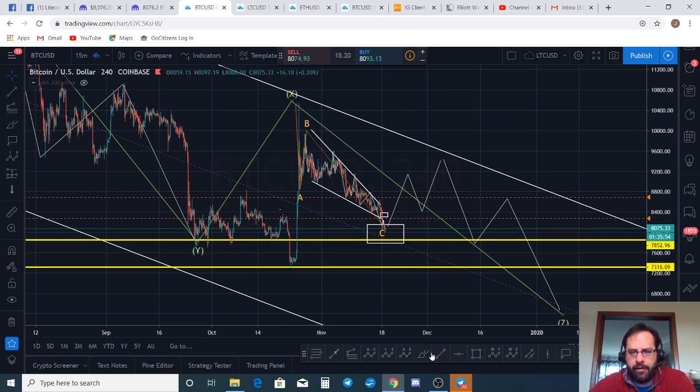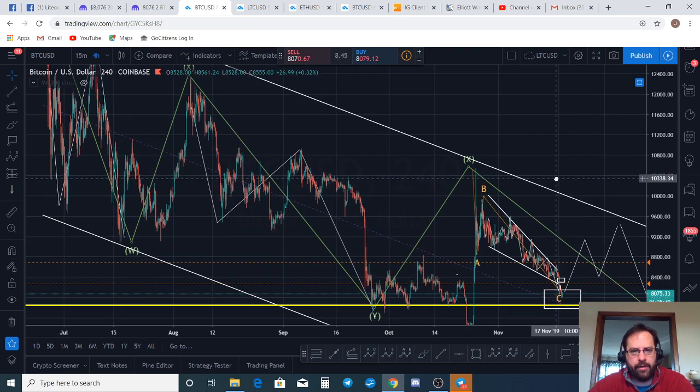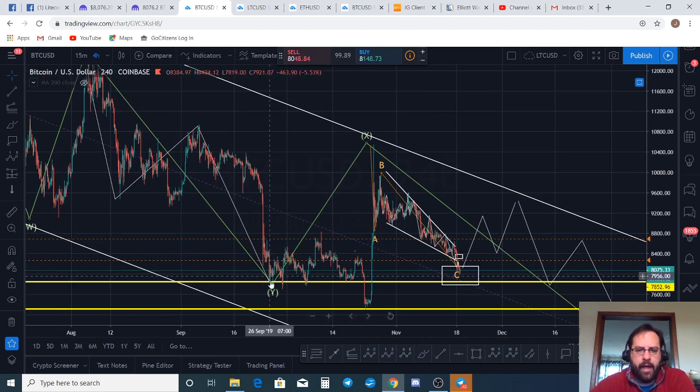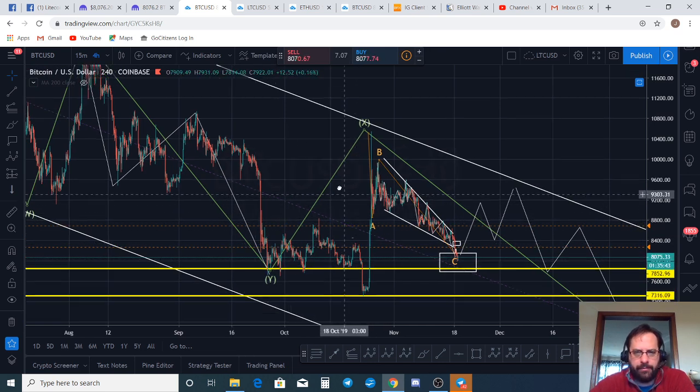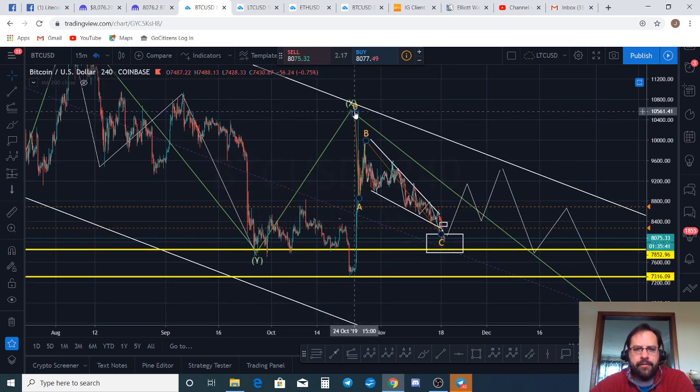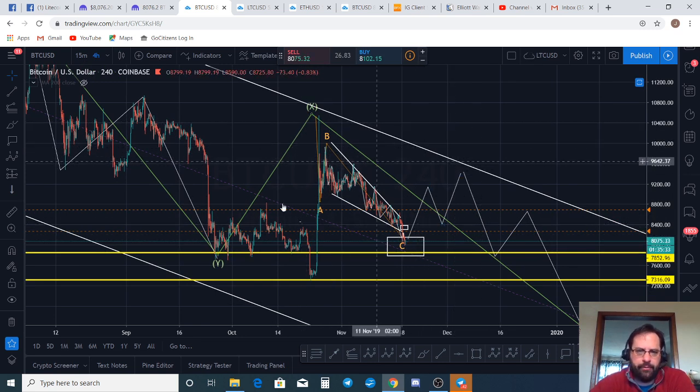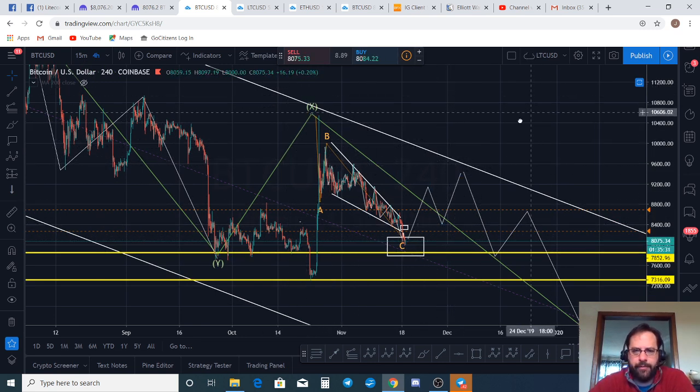Now, it needs to come down in a three-wave fashion, just like all the other waves did. All these W, X, Y, X, Z, there are three waves in every one of them. I'm operating on the assumption that this is an expanded flat X wave, and it acted just like an expanded flat, and that we have come down here for the beginning of the Z wave, the A wave of the Z wave, or the first three waves of Z.